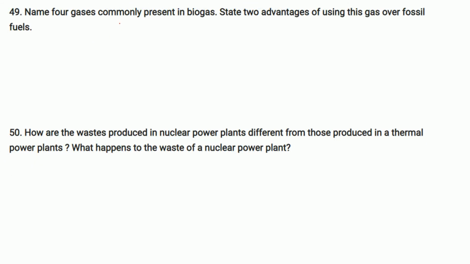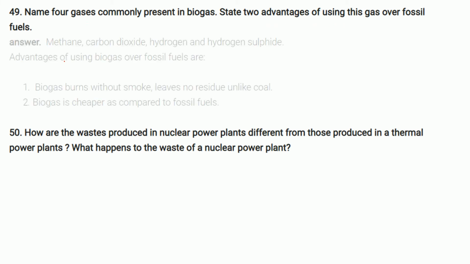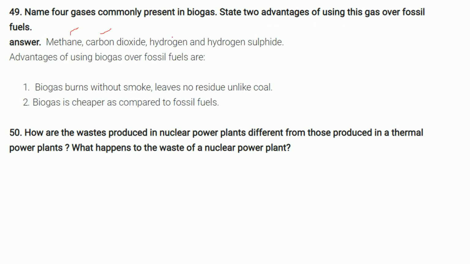Name 4 gases commonly present in biogas. State 2 advantages of using this gas over fossil fuels. So methane, carbon dioxide, hydrogen and hydrogen sulfide. Advantages of using this biogas over fossil fuels: first of all, biogas burns without smoke, leaves no residue like coal, and biogas is cheaper as compared to the fossil fuels.